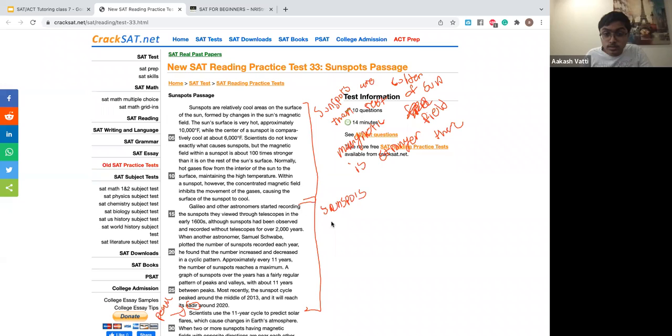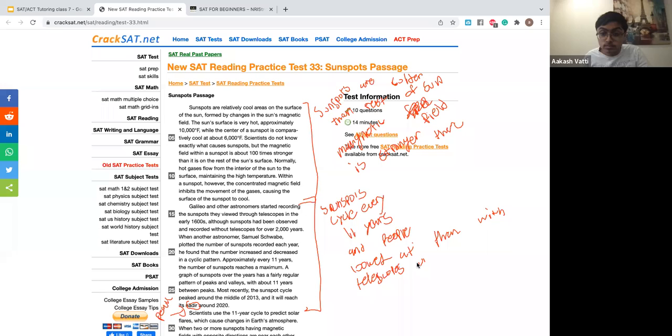Sunspots cycle every 11 years. And people looked at them with telescopes, starting in the 1600s, and without telescopes, 2,000 years ago.